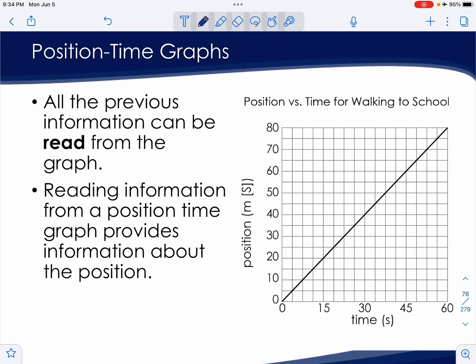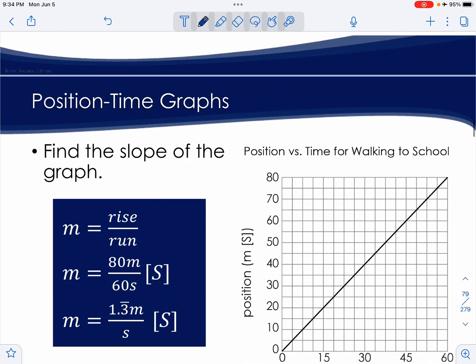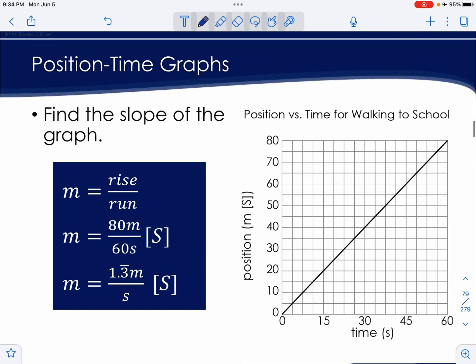All the previous information can be read from the graph. Reading the information from a position time graph provides information about the position and also how long it took to get to those positions. Now, if we find the slope of the graph, remember when you're trying to find the slope of a line with a straight line, that the slope is rise over run.